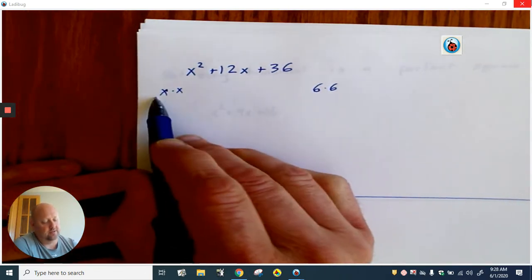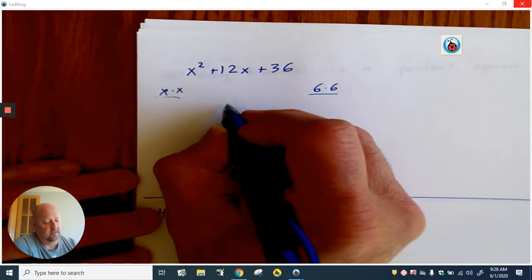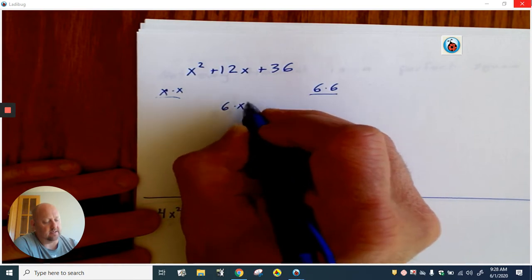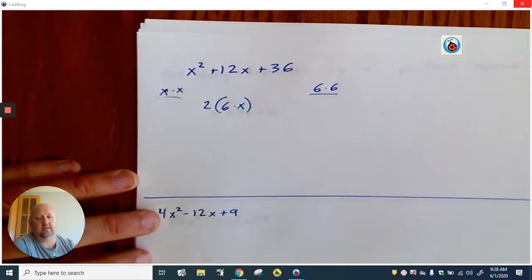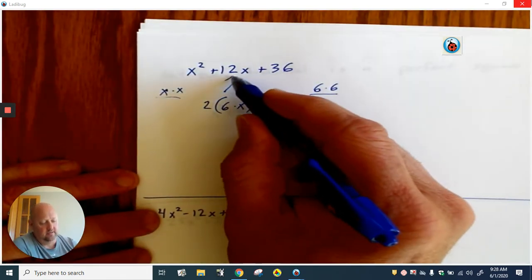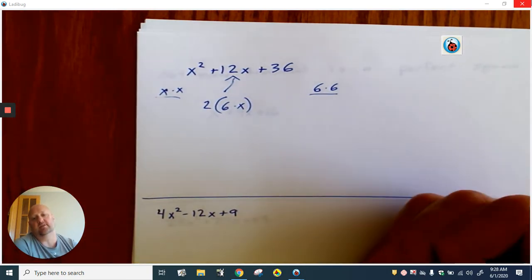So we just take those two numbers, the 6 and the x, times them together, and then double it. Does that get you to that middle term? Sure enough, the answer is yes.